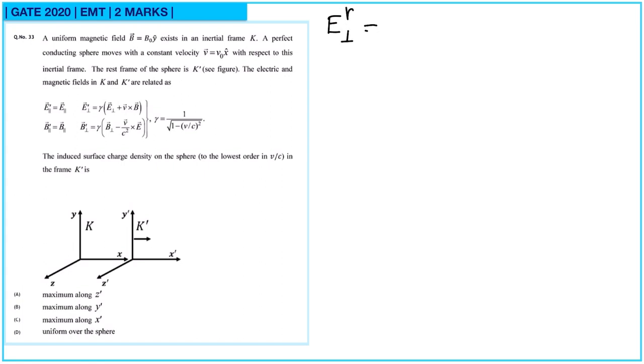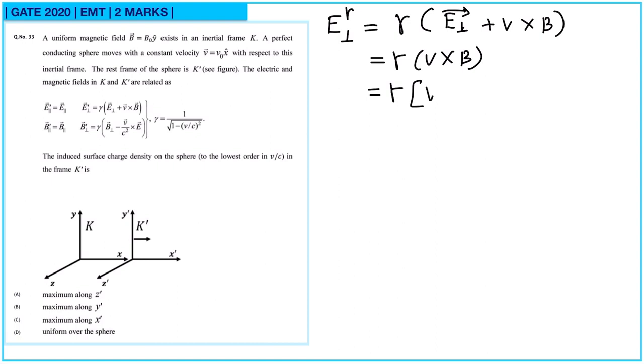Now E dash perpendicular direction, it will be gamma of E perpendicular plus V cross B. But here E perpendicular is 0. So that means this will be 0. So this is equal to gamma into V cross B. So gamma into velocity is V naught x cap cross B is equal to B naught y cap. So that is gamma V naught B naught, x cap cross y cap is z cap.